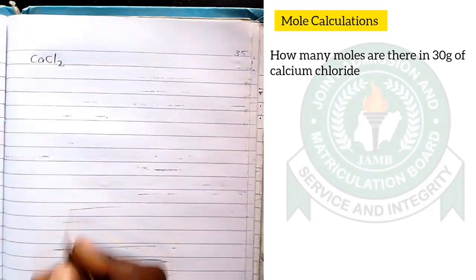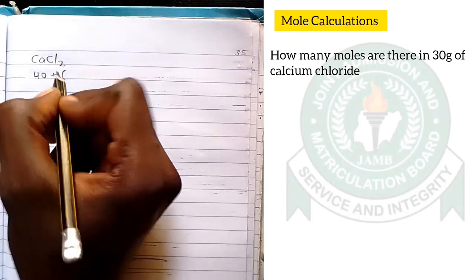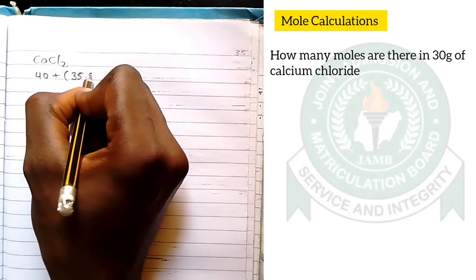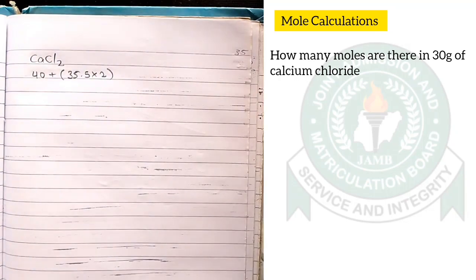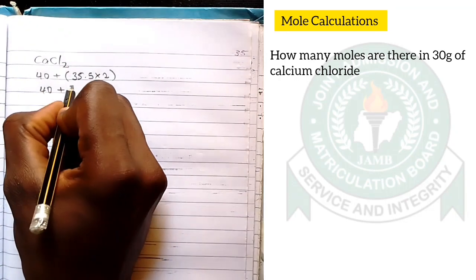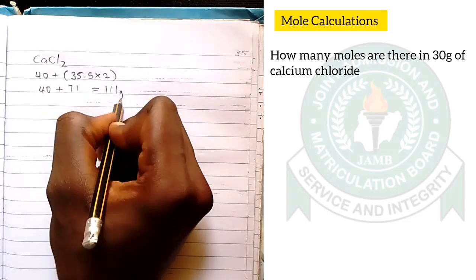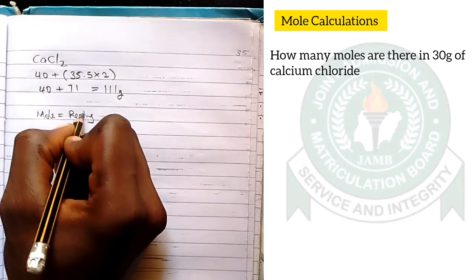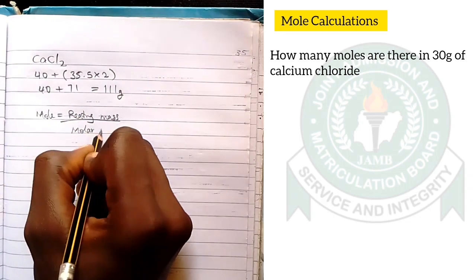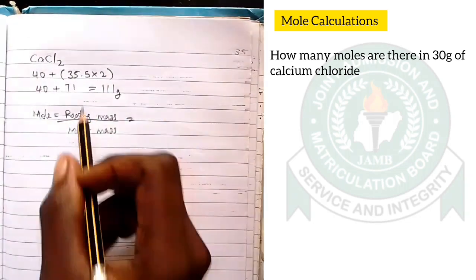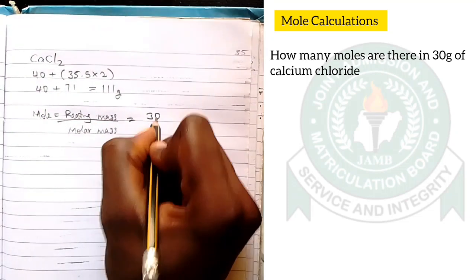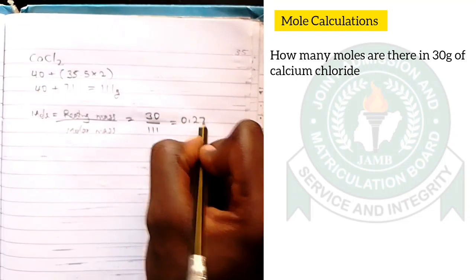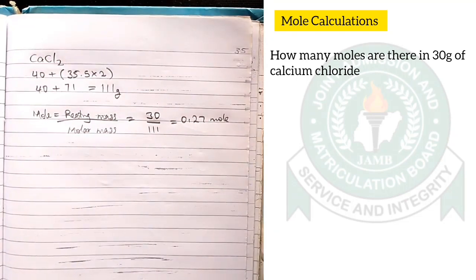So how many moles are in 30 gram of calcium chloride? So we are calculating the relative molecular mass of the molecule of calcium chloride to give us the molar mass. That is the mass of calcium chloride in 1 mole. Okay, so you can see that it is 111 gram. So reacting mass over the molar mass will give us the mole. So the reacting mass in the equation is 30 and the molar mass is 111, which will give us 0.27 mole.